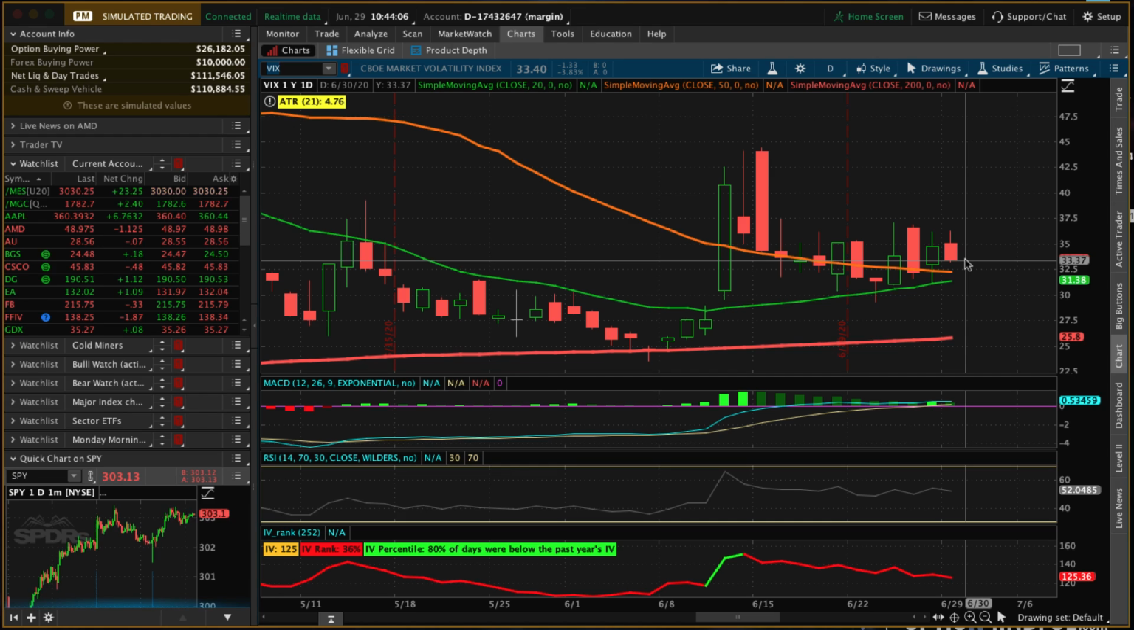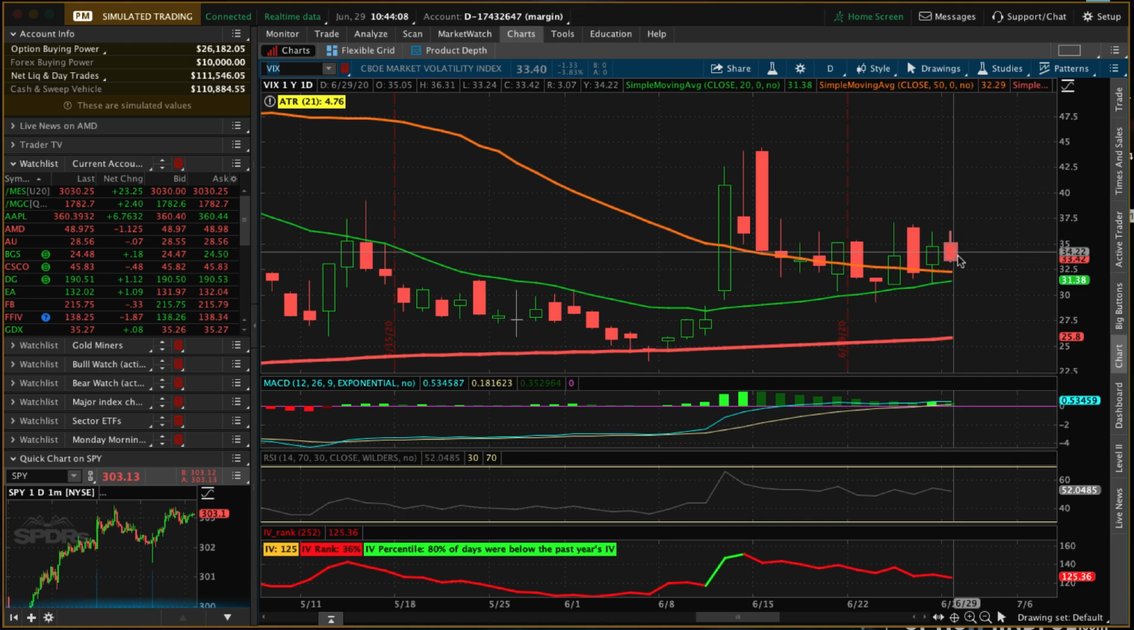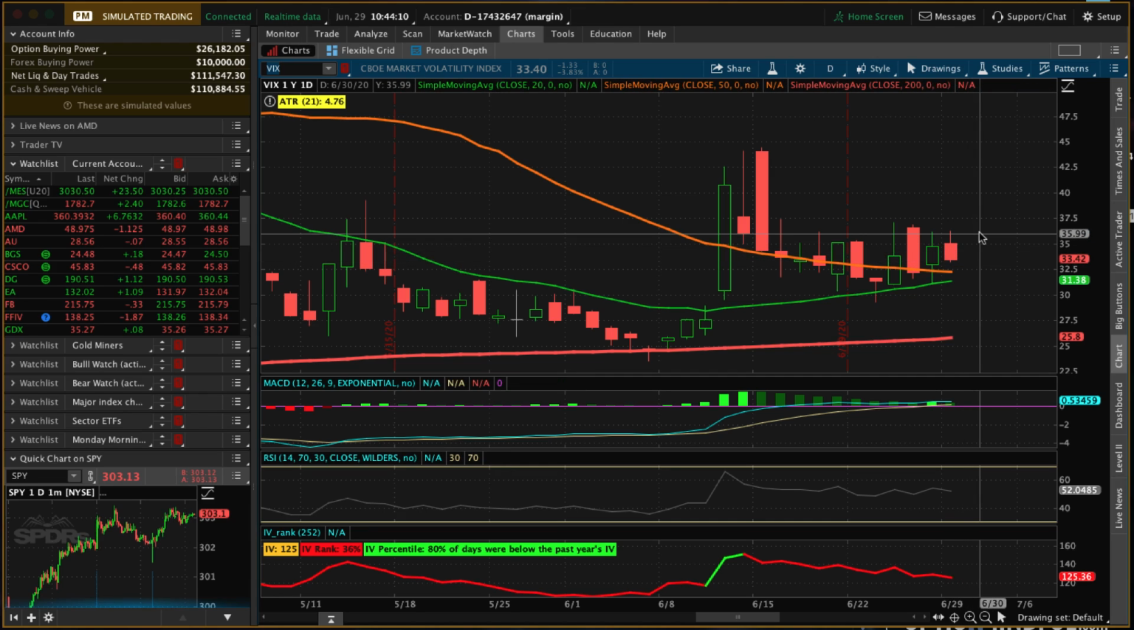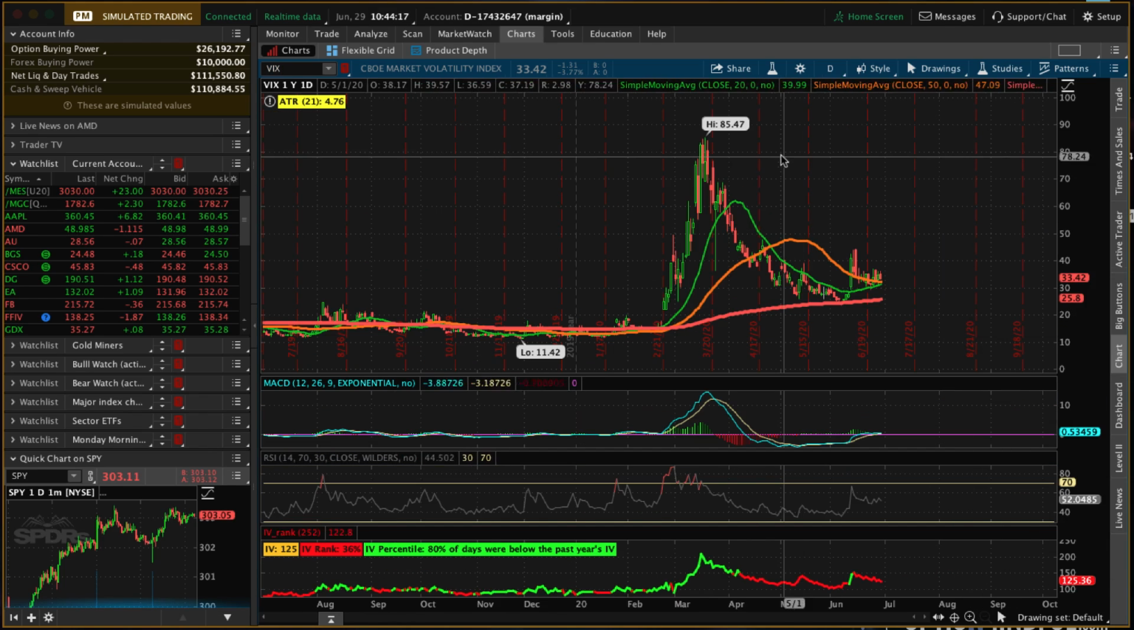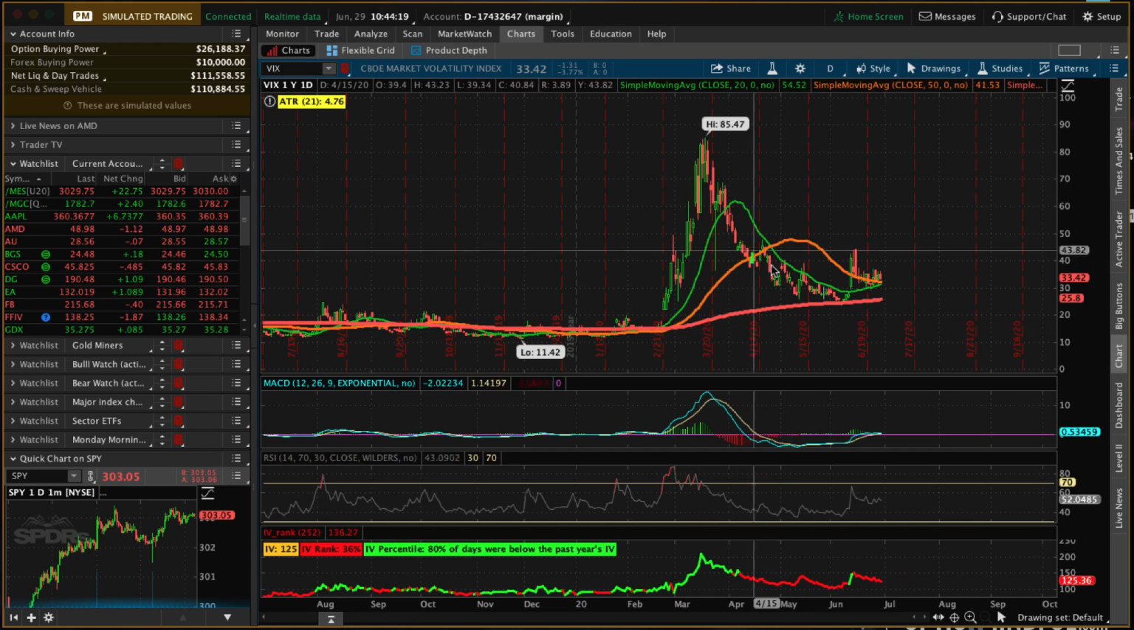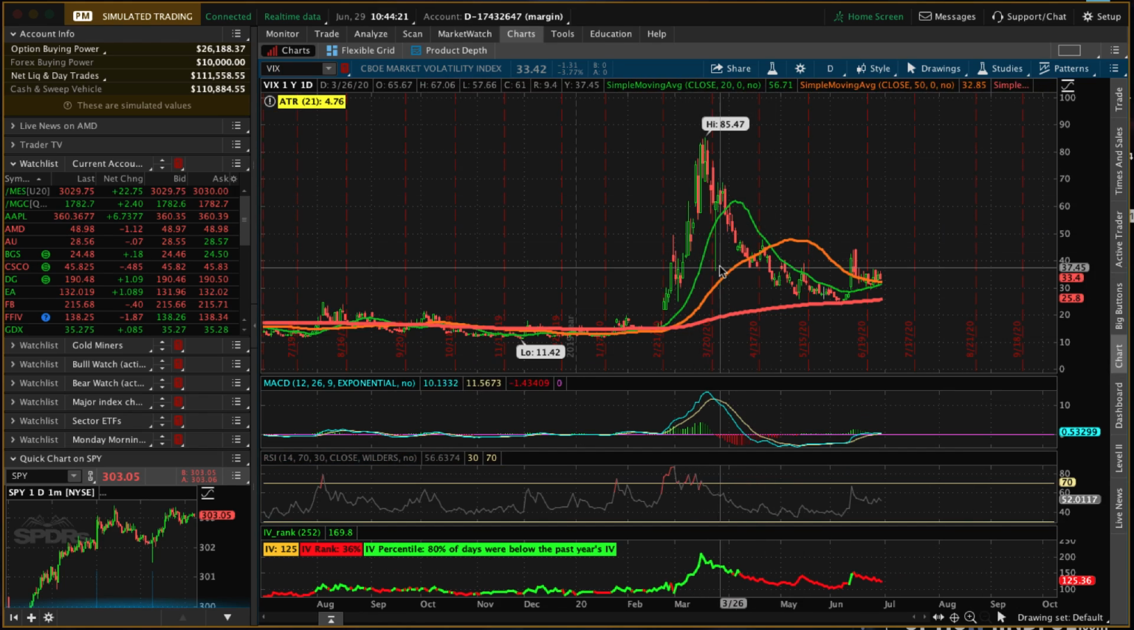That also means that option prices will be higher. The premiums will be higher. But it's still not the levels of the coronavirus spike.